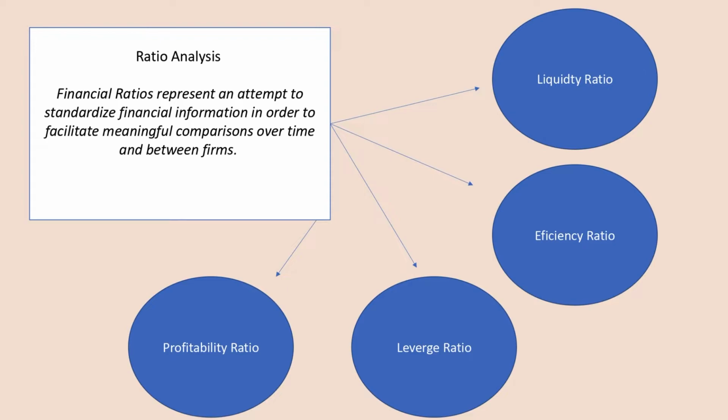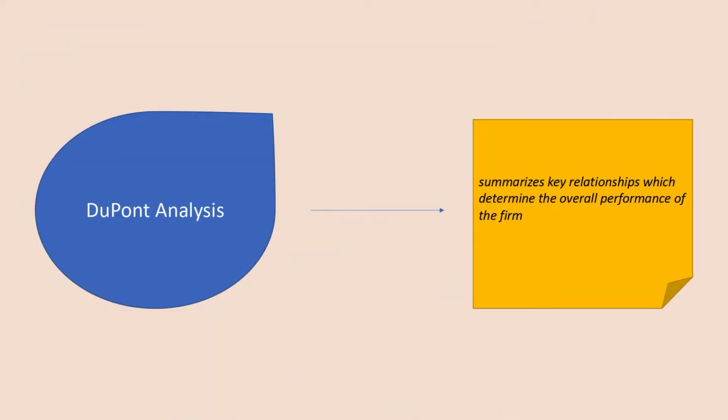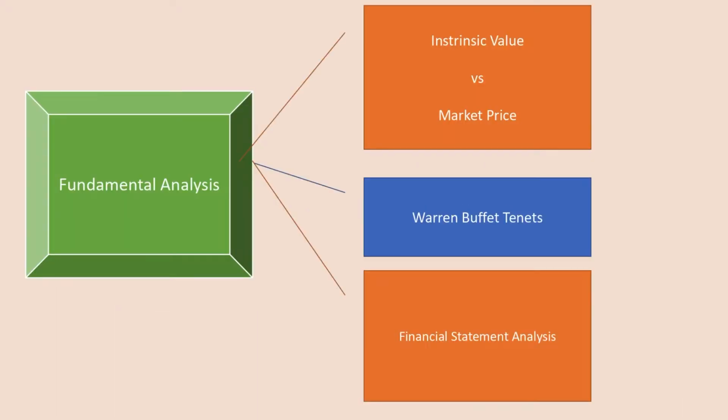Third, leverage ratio, used to measure the extent to which non-owner supplied funds have been used to finance the firm's assets. And last, profitability ratio measures the overall effectiveness of the firm's management. DuPont analysis summarizes key relationships which determine the overall performance of the firm.